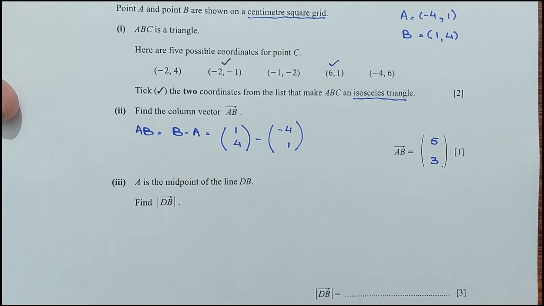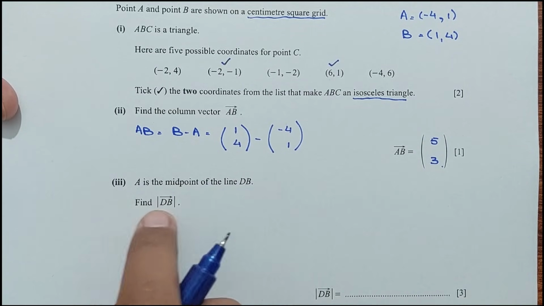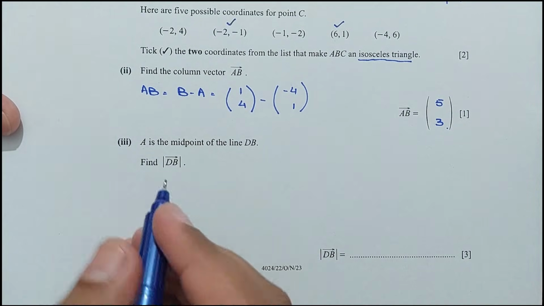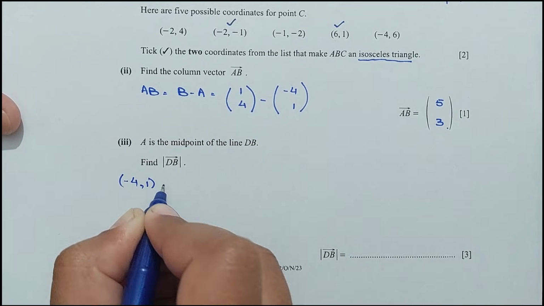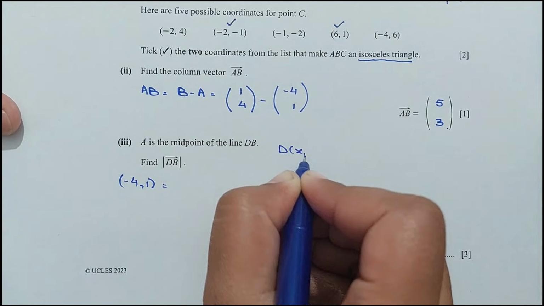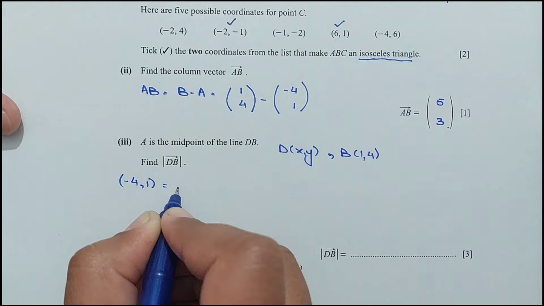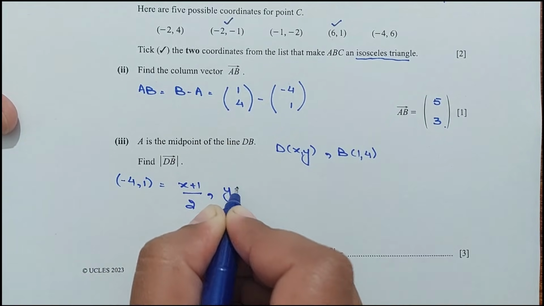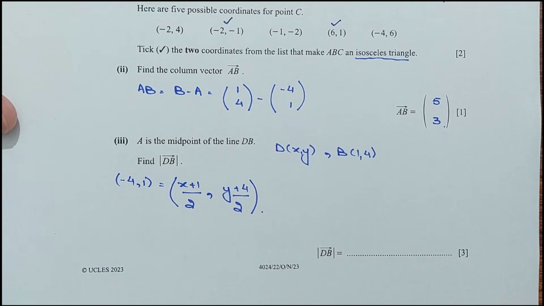Now for the third part, A is the midpoint of a line DB. Find the magnitude of DB. Let me solve for the coordinates of D first. A is the midpoint. A is minus 4 and 1. This is the midpoint of DB. Let's say D is X, Y. And B we have given, which is 1, 4. Right? So for midpoint, adding the X components, dividing by 2, and adding the Y components and dividing by 2. This would be the midpoint, right?